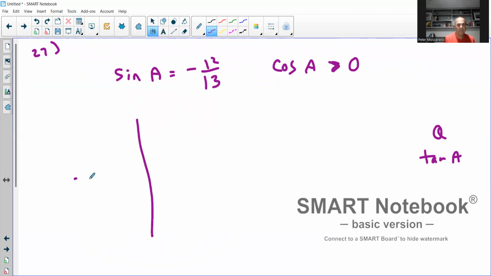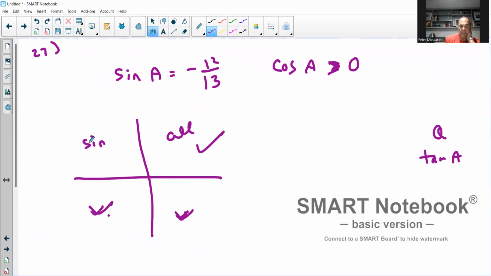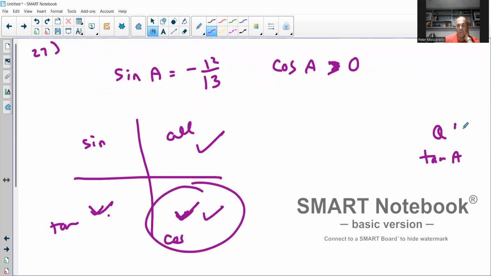Well, let's see. Find the quadrant. Where's sine negative? Sine's negative there and there. All sin, tan, cos. They're all positive there, so sine's positive there. Sine's positive there, so it means sine's positive there. Tan and cos are positive there, so sine is negative there. Where's cosine positive? They're all positive there, so cosine's positive. Only sine is positive there, so cosine's negative. Only tangent's positive there, so cosine's negative. Cosine's positive there. So you are in quadrant 4.